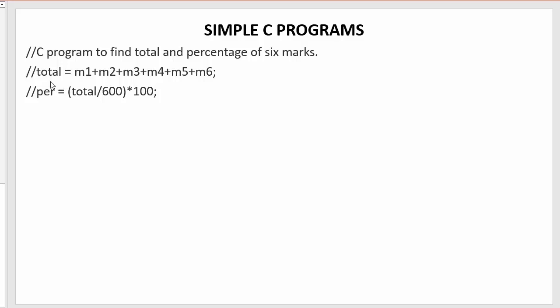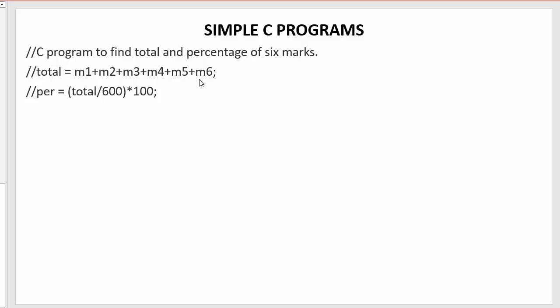The first formula is to make the total of 6 marks, and the second formula is to calculate the percentage of 6 marks. As this question asks us to find the total of 6 marks, we need to take the 6 marks from the user and store those 6 marks in separate variables. So to store the marks of 6 subjects, I have to create 6 variables like M1, M2, M3, M4, M5 and M6. Once we add these 6 marks, we will get the total.